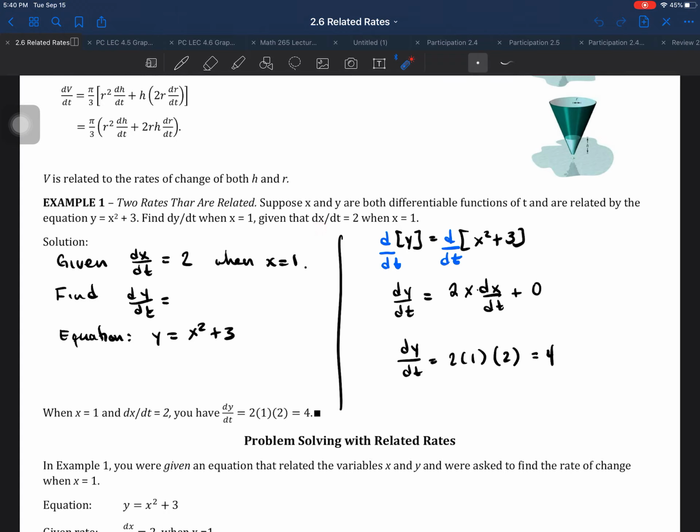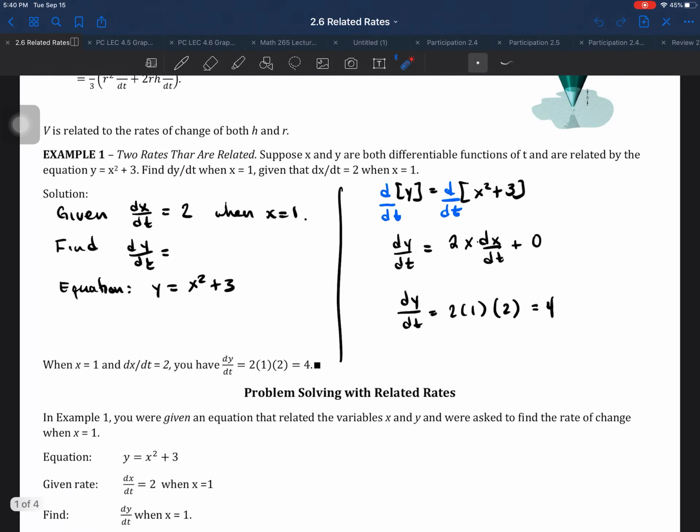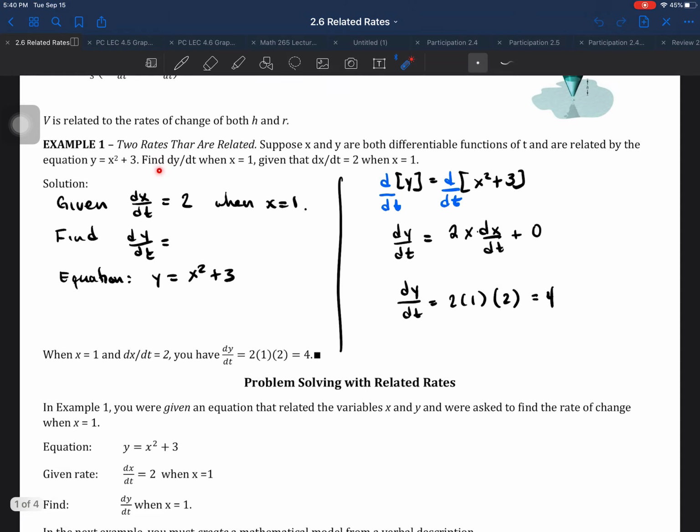when x equals 1. So in this example, this is more direct because they are telling us what to find, right? We don't have to interpret the problem. They're asking us what to find. They already gave us the equation that we need to use. They're giving us the constraints of the problem, right? So they're giving us this.